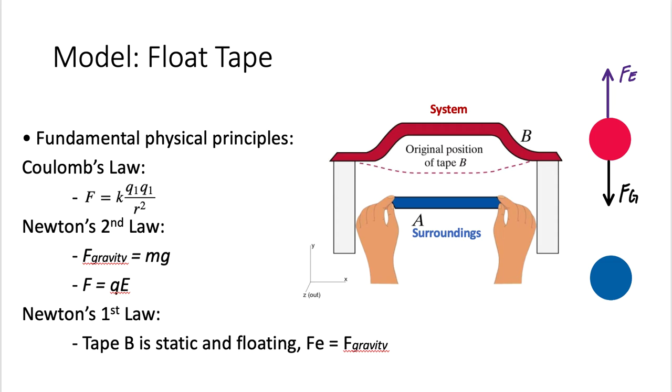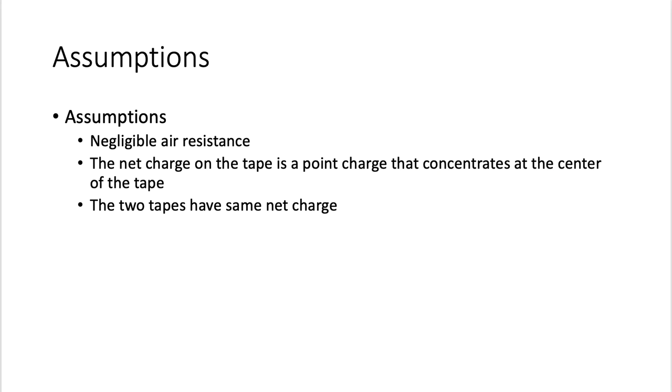And of course, we need to make some assumptions to make the analysis I made just now sound reasonable. First, we need to assume that the air resistance is negligible. And second, we need to assume that the net charge on the tape is a point charge that concentrates at the center of the tape. And third, we need to assume that the two tapes have the same net charge because they are prepared in the same way.